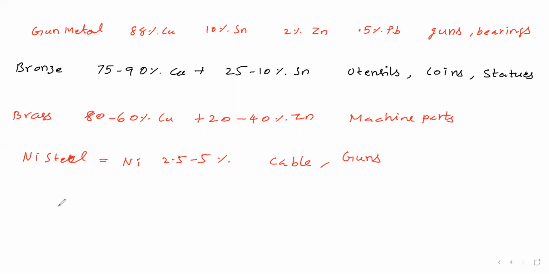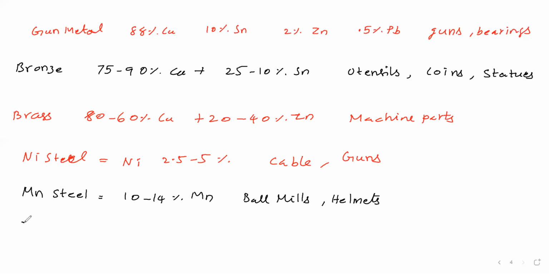Next, manganese steel. It contains 10 to 14% manganese. It is used for ball mills and helmets. In steel, mainly iron will be there, and another metal. That metal's name goes with the steel: manganese means manganese steel, nickel means nickel steel, like this.